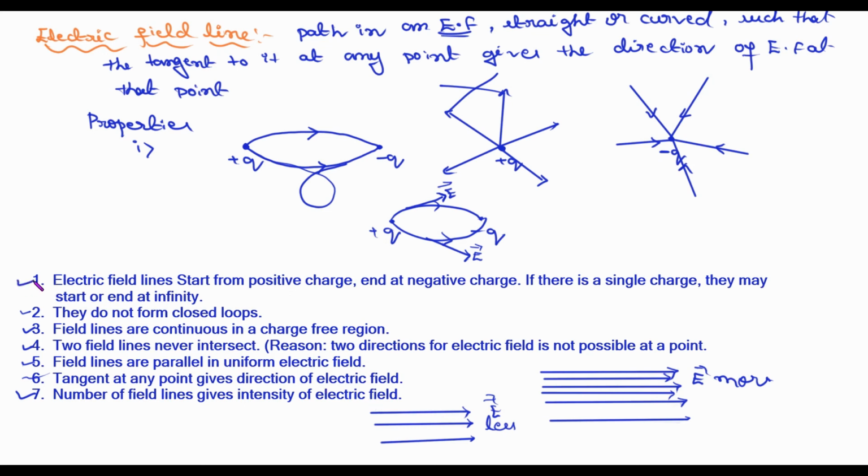Let's see the properties once again. Electric field lines start from positive charge and end at negative charge. If there is a single charge, they may start or end at infinity. Next property, they do not form closed loops. Third one, field lines are continuous in a charge-free region. Fourth, two field lines never intersect. Fifth, field lines are parallel in uniform electric field. Sixth, tangent at any point gives direction of electric field. Seventh, number of field lines gives intensity of electric field.